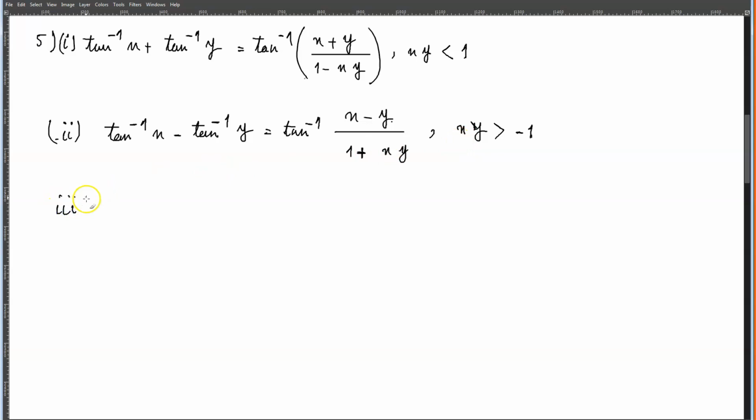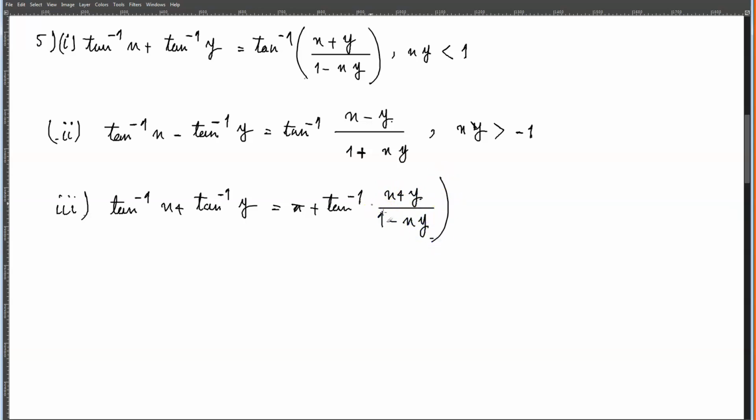And part 3 of this is the tan inverse of x plus the tan inverse of y is equal to pi plus tan inverse of (x plus y) over (1 minus x times y), for x times y greater than 1 and x and y greater than 0.